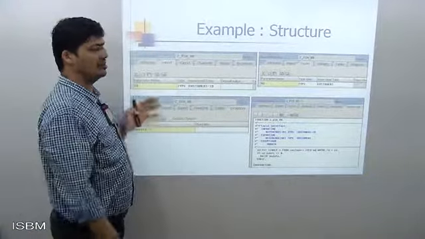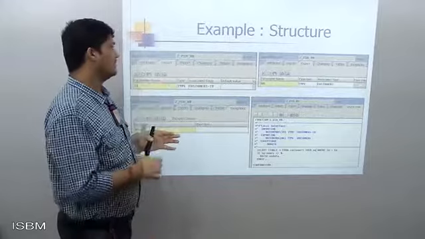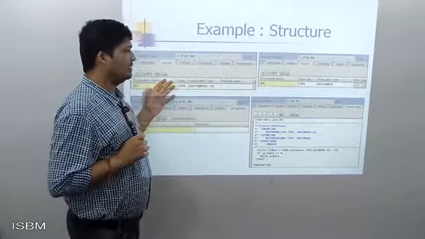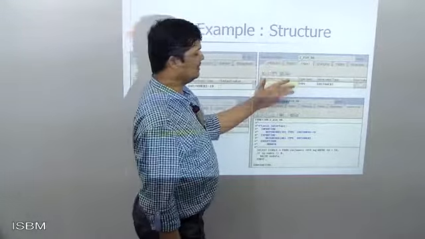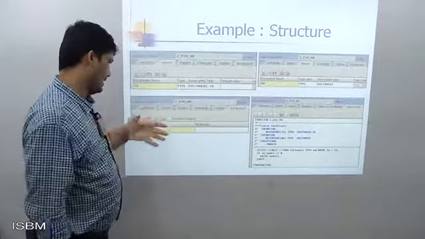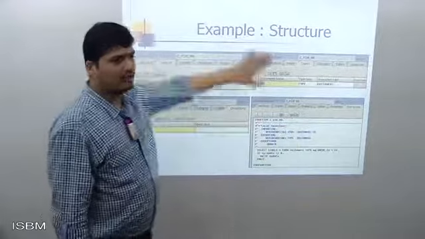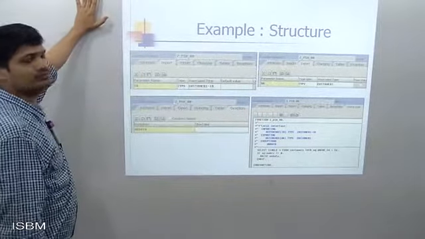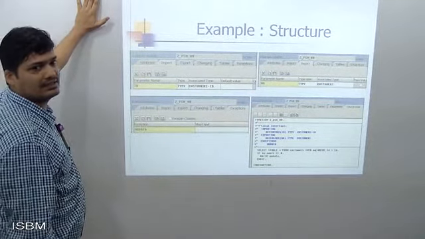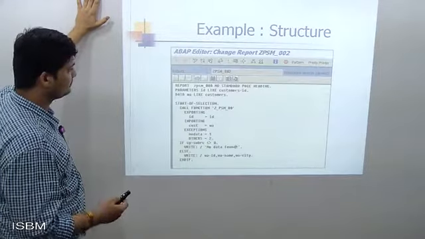I have shown how to declare the structure inside a function module. So we have taken the import parameter, the export parameter, the exceptions, and I have written the code over here. All these things complete the single structure of a function module.